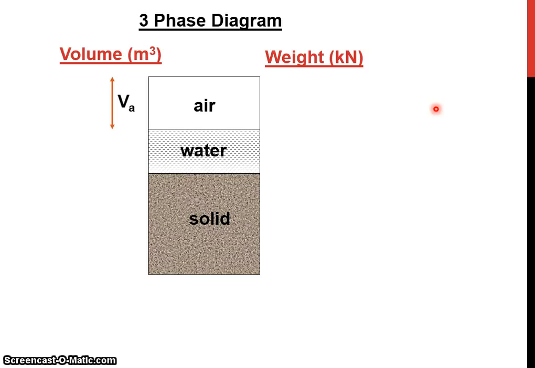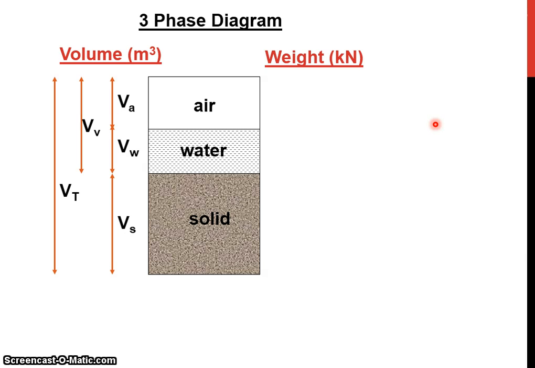So this is V sub A, volume of air, V sub W, volume of water, and V sub S, volume of solid. And the total of volume of air and volume of water is volume of voids. And of course, all of the volume is volume total. Similarly, for the weight, W sub A is equal to 0, weight of air usually doesn't have weight. So W sub W, W sub S.